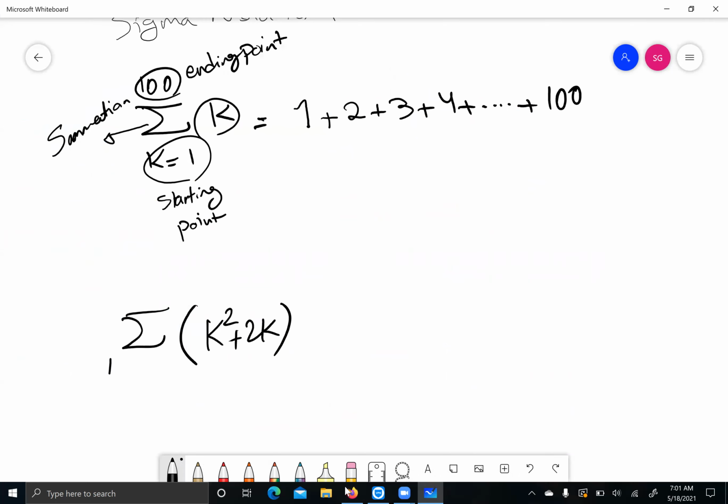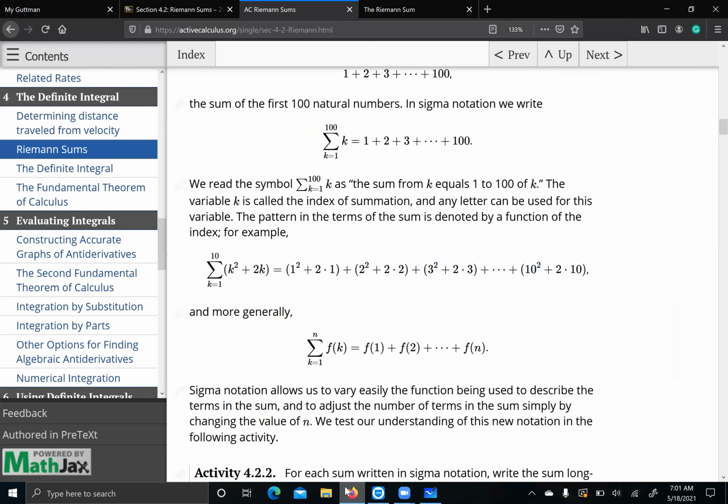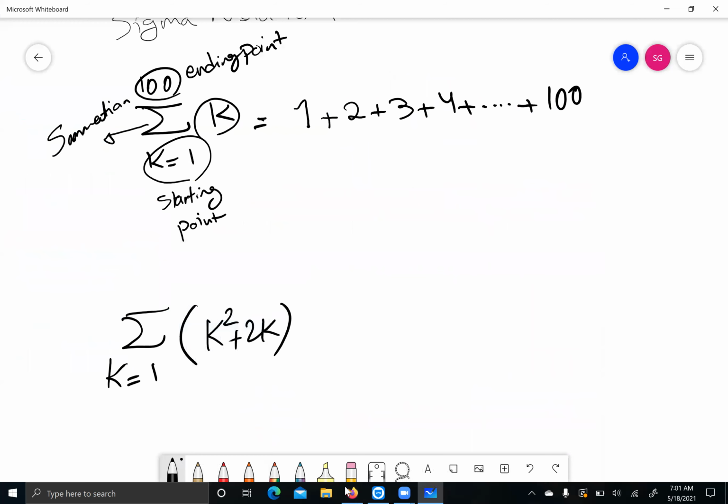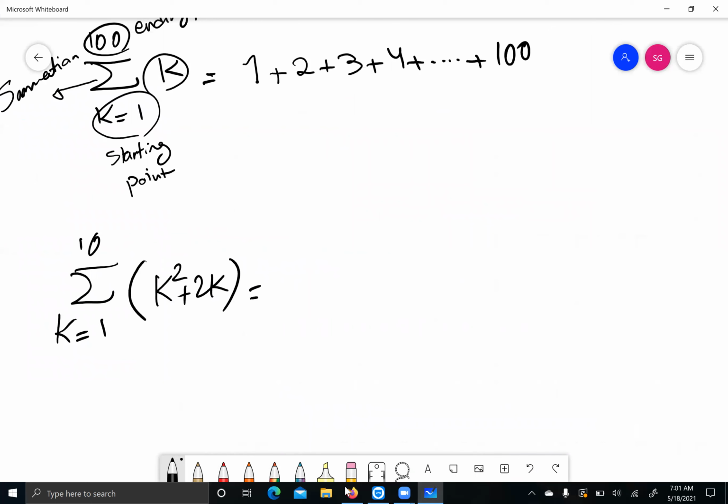Now, what are the index? k from 1 to 10. So what does it mean? So this means, okay, start from 1. So from 1, we have 1 squared plus 2 times 1. So this is the first step. Summation, so we need to add now. So this was k equal 1. Now k equal 2, the next term is going to be 2 squared plus 2 times 2.